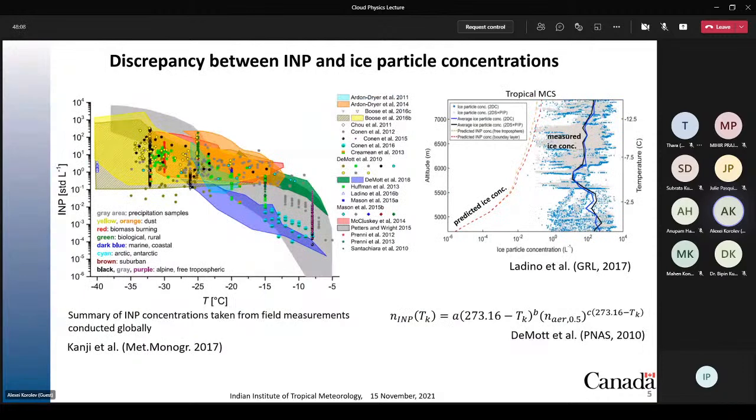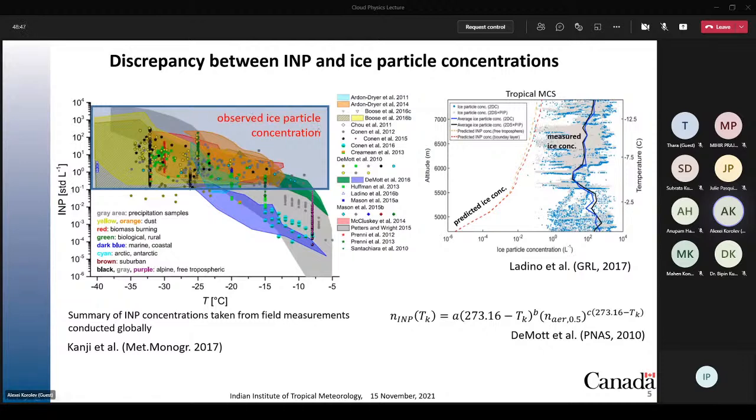So after improving measurements of ice nuclei and in situ airborne measurements of ice particle concentration, it was found that the problem persists. For example, this is a summary of independent measurements by different research groups of the concentration of ice nuclei in different regions, different conditions, and different temperature ranges. And this gray area shows the measured concentration of ice particles in clouds.